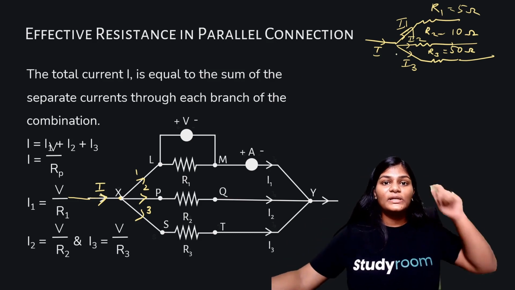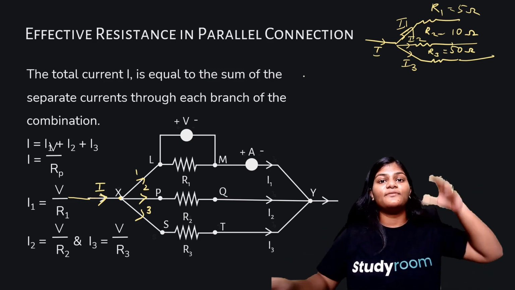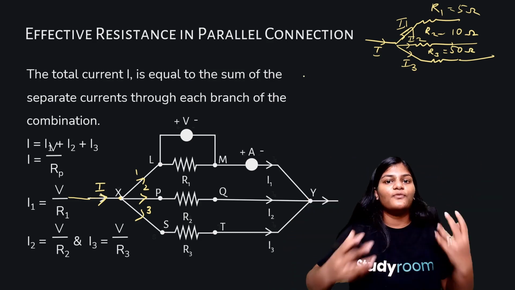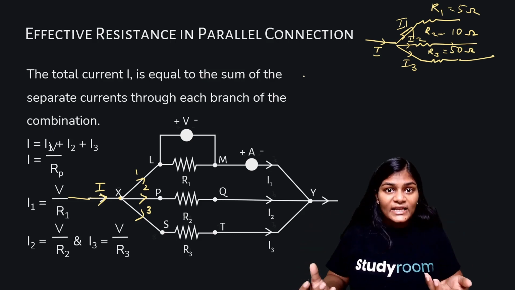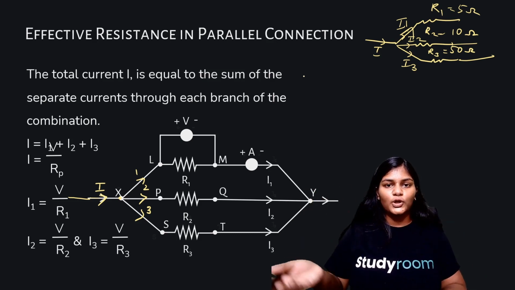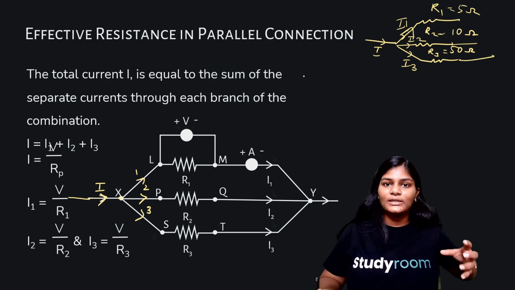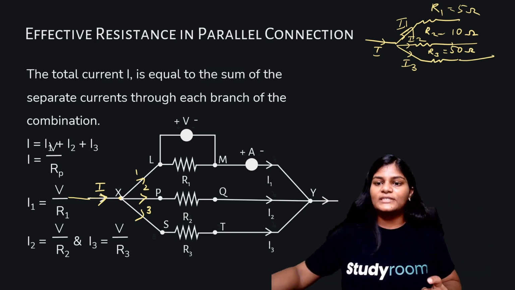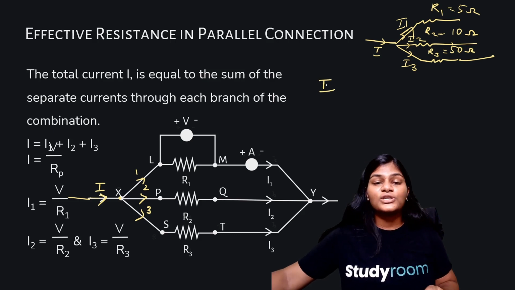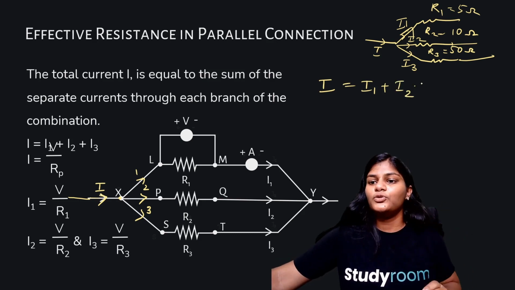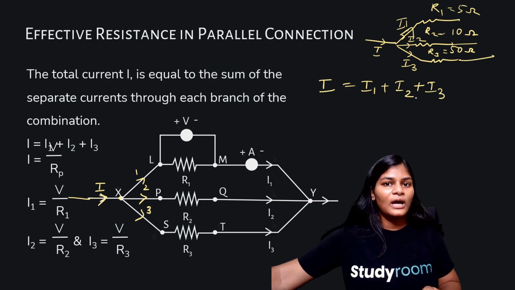Now, like we discussed for series, we said that V1 plus V2 plus V3 should be equal to the parent voltage, which is the voltage of the battery. Similarly, in case of current also, I1 plus I2 plus I3 should be equal to the original current in the circuit, which is I, right? So, we write I, which is the total current in the circuit, should be equal to I1, which is the current that flows through R1, plus I2, the current through R2, plus I3, the current through R3.